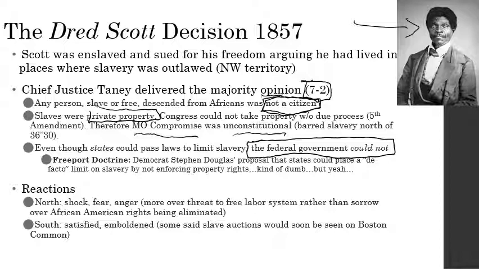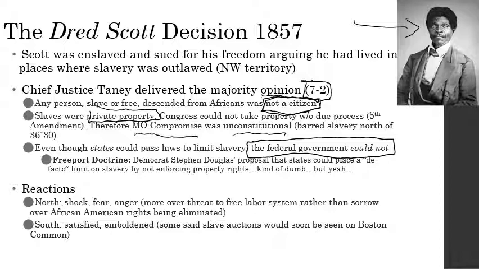So there's a lot of reactions here because people are upset because they feel like now the federal government is supposed to not be doing anything. And what happens if the federal government decides to just ignore this? Like Andrew Jackson ignored the ruling about the Indian Removal Act and just keep making laws that affect slavery. What are they going to do then?